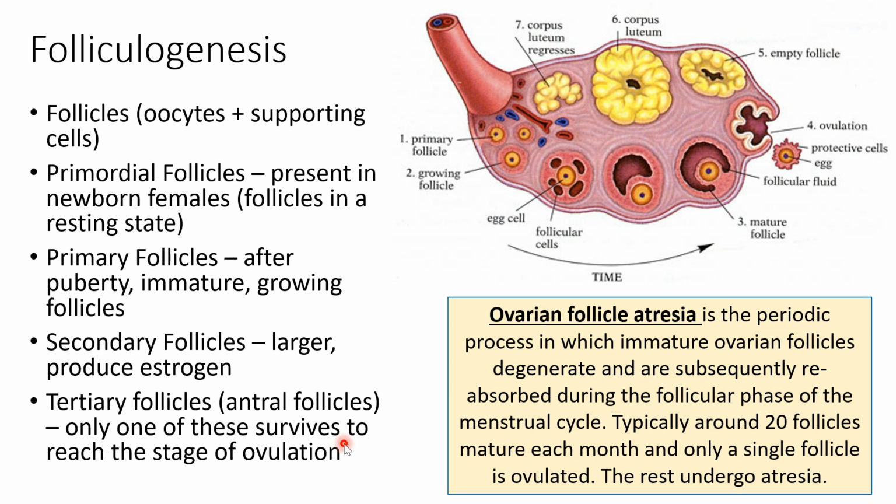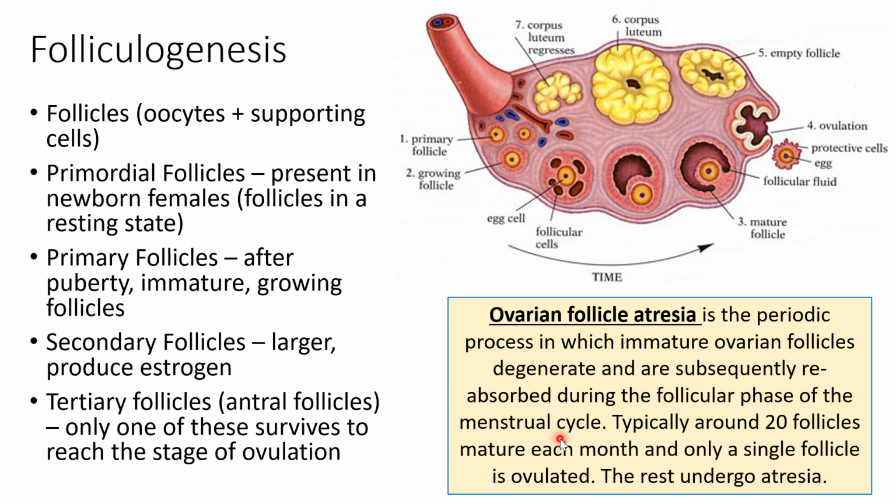And then those tertiary follicles, where only one of these is going to survive to reach the stage of ovulation. You've got several, and it says right here, 20 follicles actually mature each month, but only one of them is actually going to be released from the ovary. So ovarian follicle atresia. This is the process by which immature ovarian follicles degenerate and are resorbed during the follicular phase of the cycle.